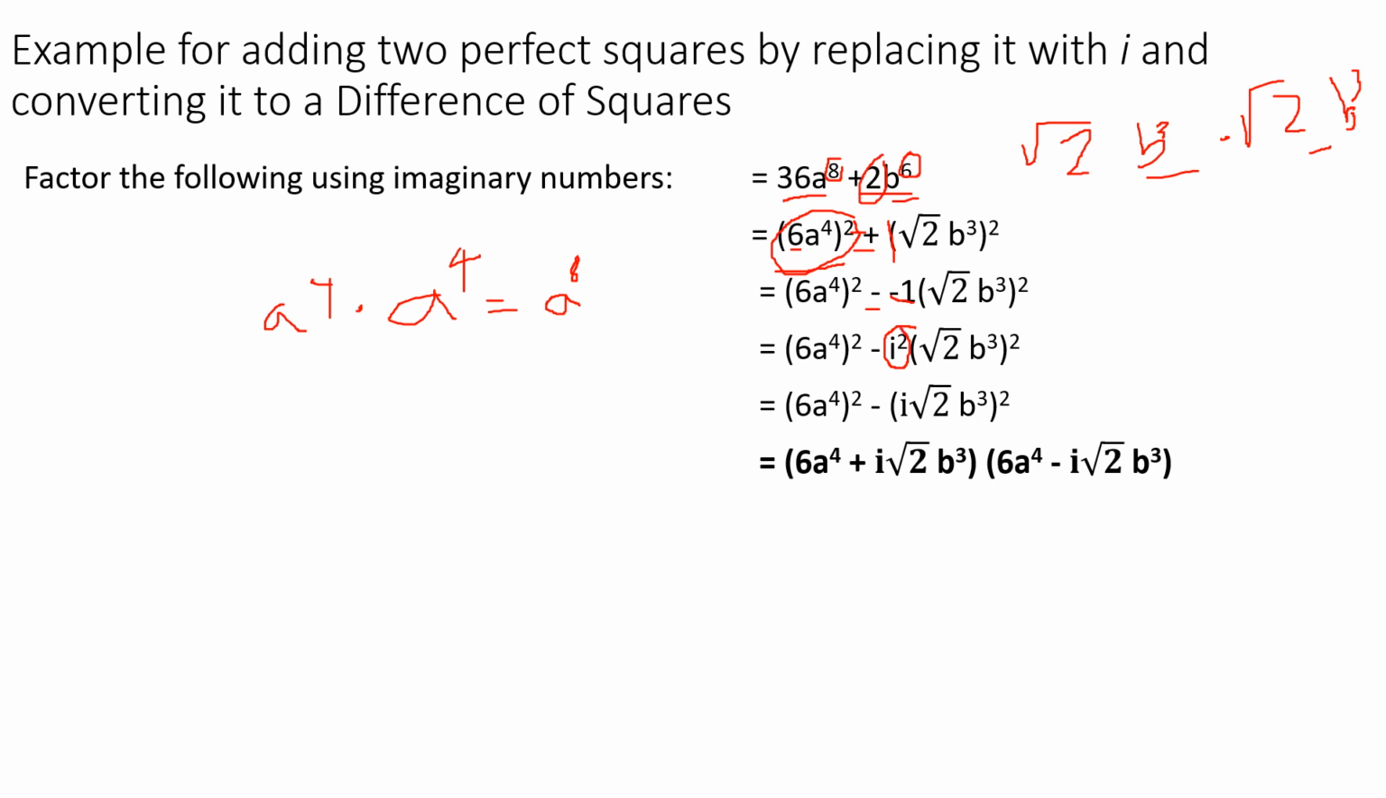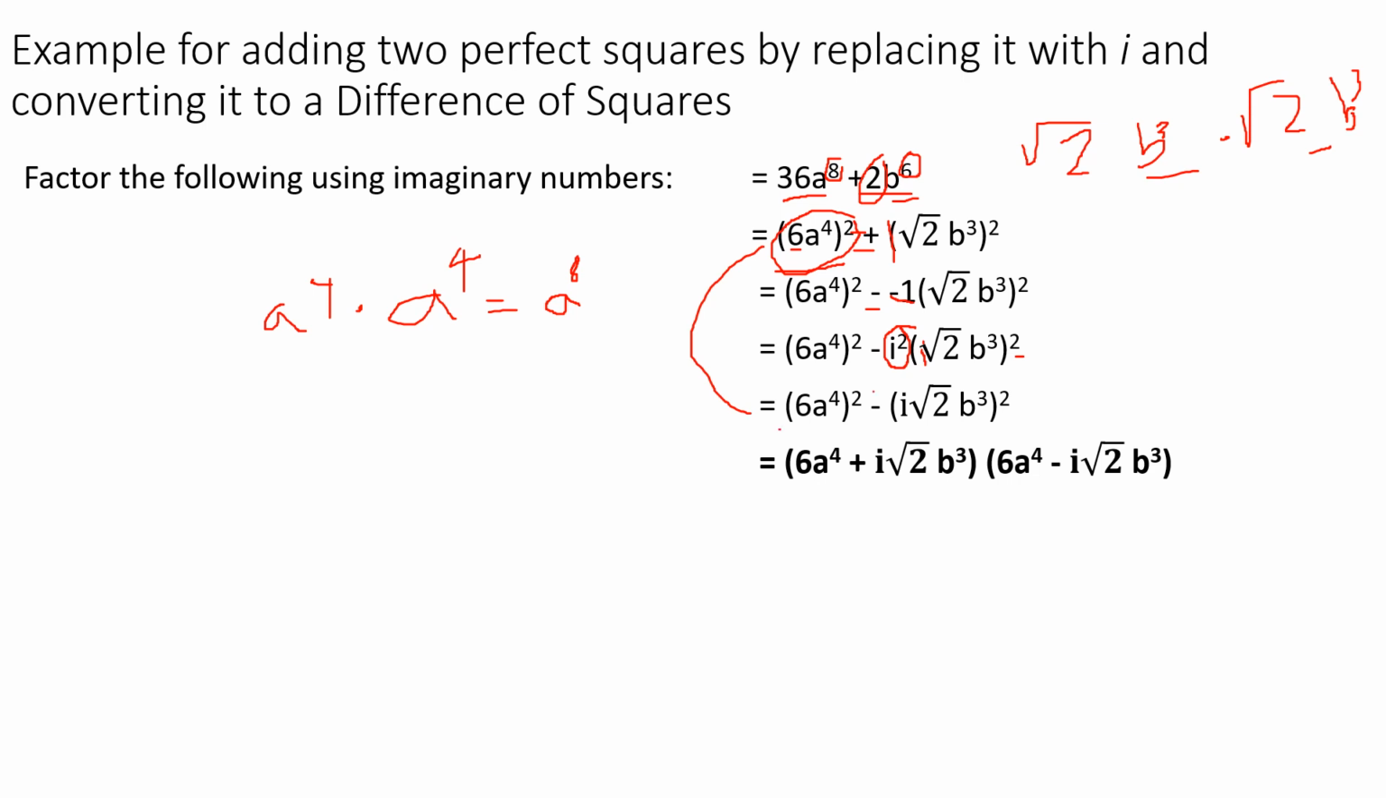And now, if I put this i squared on the inside, it would be i right here, and then there's a square on the outside. So it's actually rewritten as 6a to the fourth squared, which is what we've got in the beginning here. And now it's i squared of 2 times b cubed all squared. And now what I have here is a difference of squares.